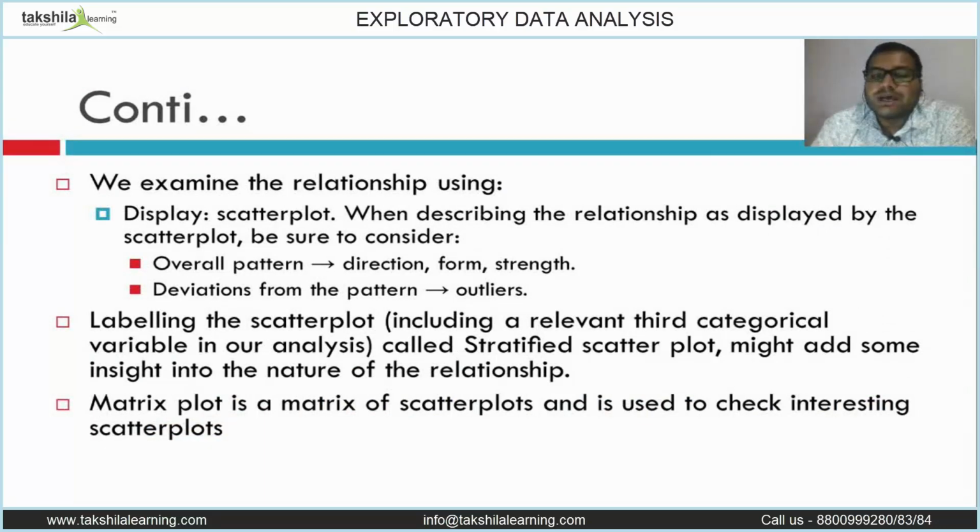Then we examine the relationship using, definitely, the scatter plot. When describing the relationship as displayed by the scatter plot, we should consider the overall pattern: what the direction is, what the form is, and what the strength is, like where the data is mostly available and what the deviation is. Basically we also get the outliers by using the scatter plot. So let's see what the scatter plot is.